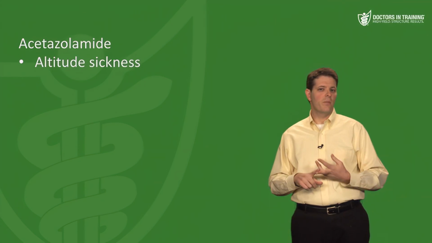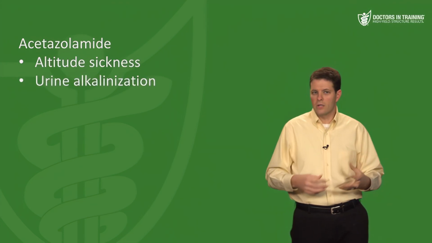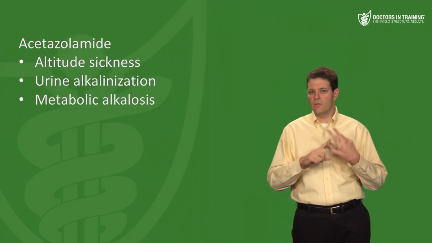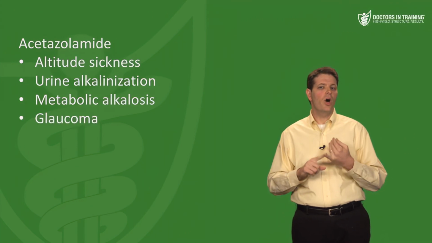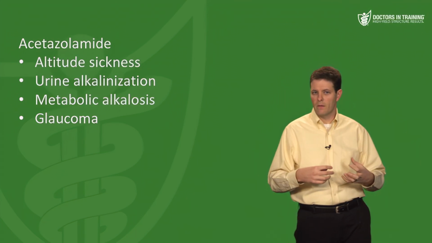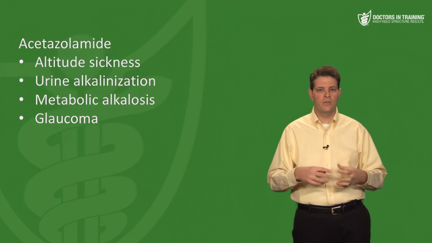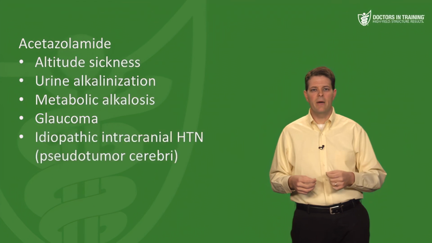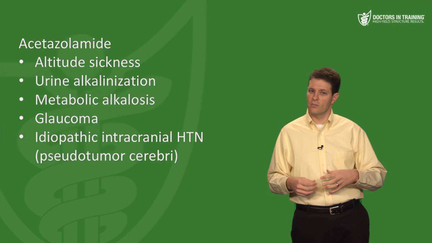We can also use acetazolamide to alkalinize the urine, because all that bicarb in the urine makes the urine more alkaline. Or we could use it to treat metabolic alkalosis and help the body get rid of bicarb that it needs to get rid of. We also use acetazolamide to treat glaucoma, because bicarb production draws water into the eye to form aqueous humor. So blocking bicarb production reduces production of aqueous humor. That's going to reduce the intraocular pressure. And acetazolamide is the first-line treatment for idiopathic intracranial hypertension, or pseudotumor cerebri, because it reduces the production of CSF as well.